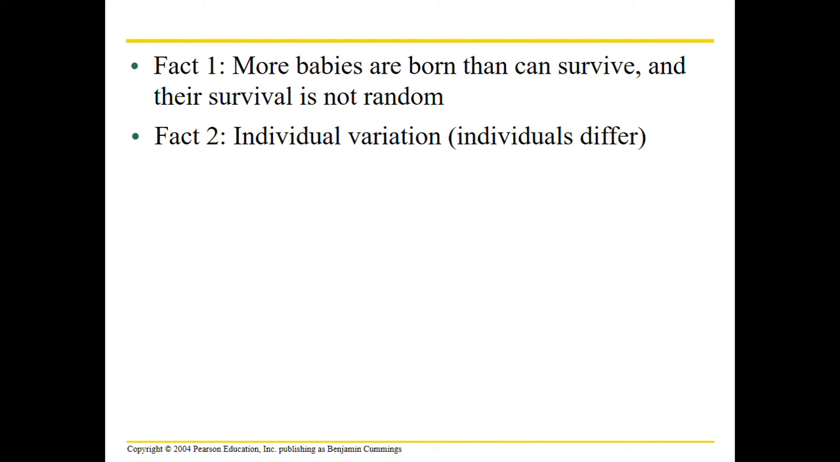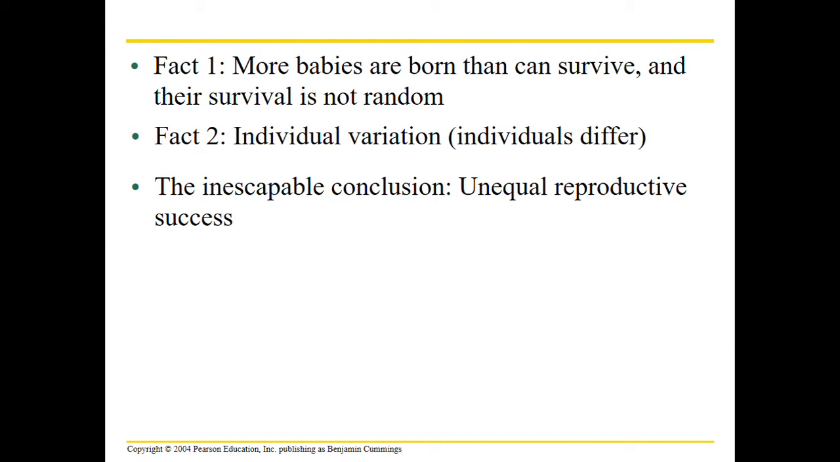All right. So some facts. More babies are born than can survive, and their survival is not random. Another fact, individual variation, individuals differ. So you're not going to see clones. You're going to see different variations among siblings, parents, others, etc. But basically the biggest inescapable conclusion here is unequal reproductive success, which makes sense when you think about humans too. Not everybody will reproduce.